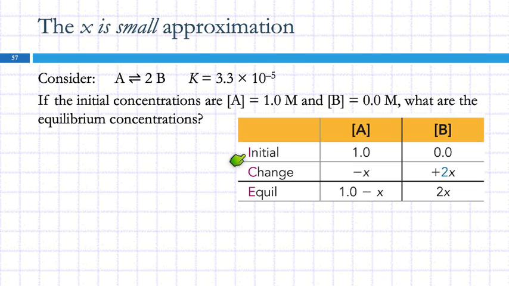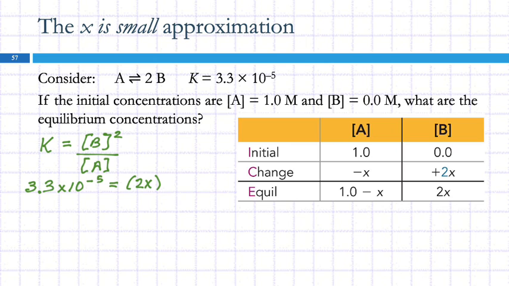So then we take our initial and change rows and we add them together. We have 1 minus x, and we have 2x over here. So we can write the equilibrium constant expression, right? It's B squared divided by A. And we can plug these numbers in. 3.3 times 10 to the minus 5 is equal to 2x, the quantity squared, divided by 1 minus x.